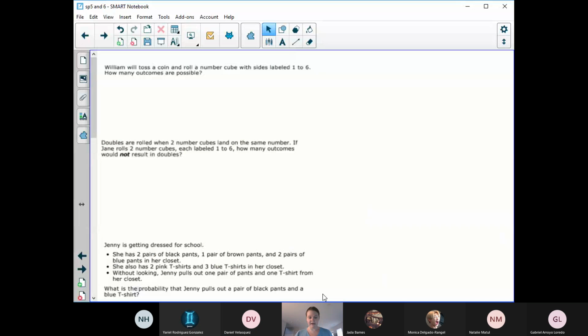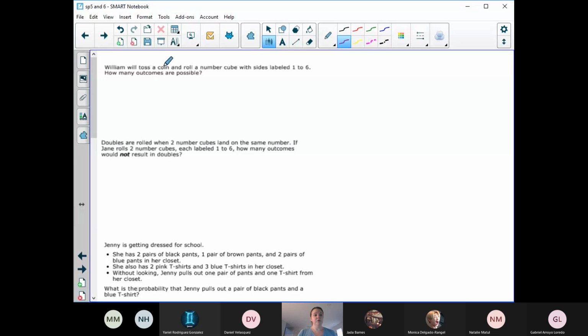So on Friday, your assignment was about the fundamental counting principle and how we can figure out the total number of outcomes in a compound event from the outcomes of both of the simple events. So let's review that. What it says is I can take the outcomes of one of the events, the outcomes of the other event, and multiply them and get the total number of outcomes.